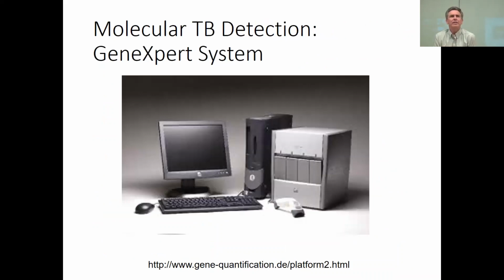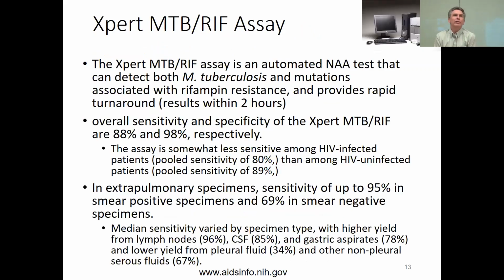Now, the system that employs this technology that is most commonly used and has been widely rolled out is the GeneXpert system. The Xpert MTB/RIF assay, as it's known, is an automated nucleic acid amplification test that can detect MTB, and it can also, importantly, detect mutations in the samples that are associated with rifampin resistance. Turnaround can be very rapid, as little as 2 hours. It has high sensitivity and specificity, 88 and 98% respectively, although it is a little bit lower among patients with HIV.